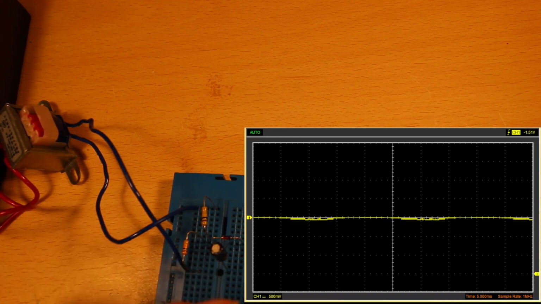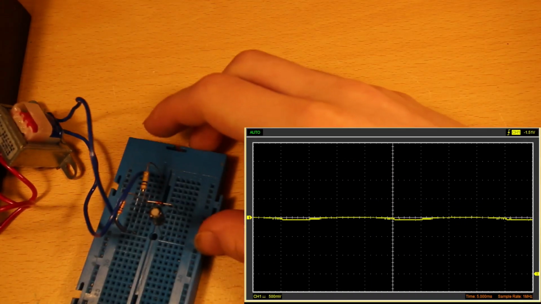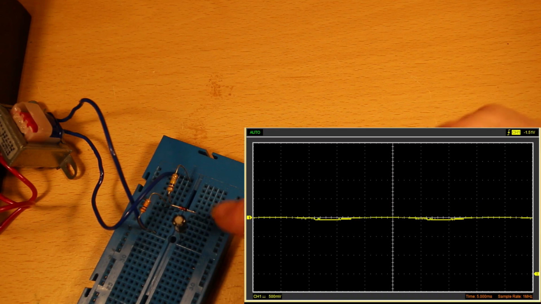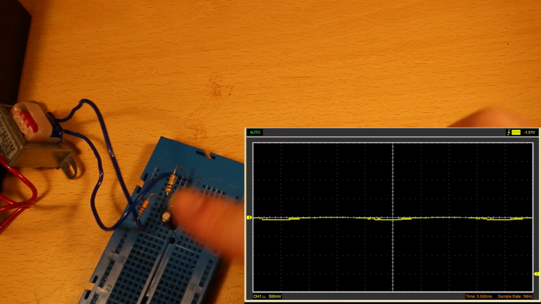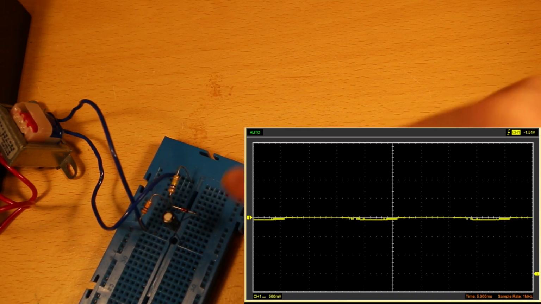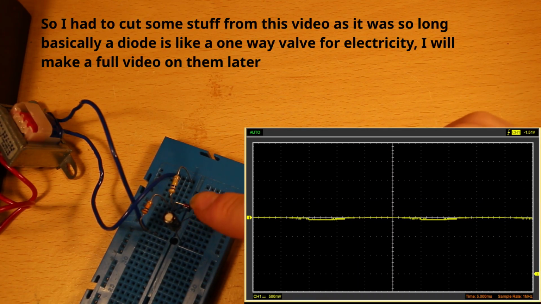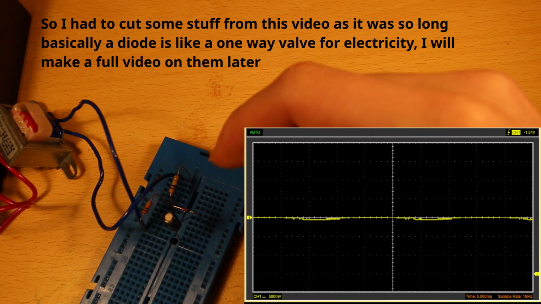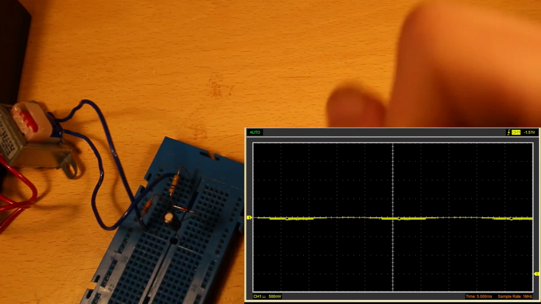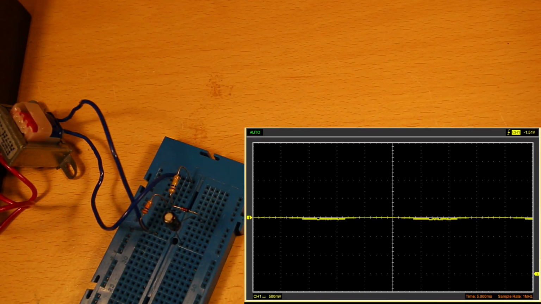So, the scope will be back in the corner again. Let me move this so you can see. What I've done is I've added this component here, a capacitor. I'll explain what that's for in a second. And this one here is the diode I was talking about. This is a half-wave rectifier. So what this will do is rectify half of the waveform. I will bring the scope back in and I'll show you what that looks like quickly.